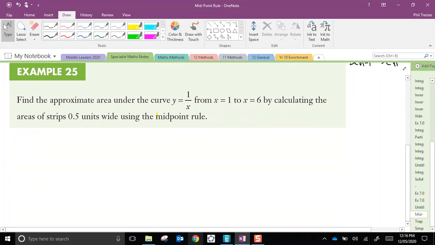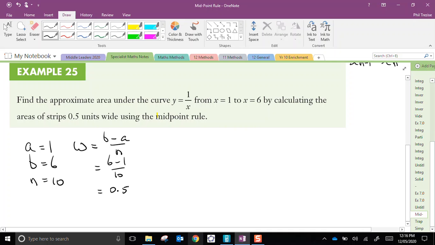So there's the example that we just talked about. Now, what would we normally do? Well, we would do like I've just said up there in the diagram. We would talk about the fact that we were given A equals 1, B equals 6, and N equals 10. We would calculate the width of each of our strips as B take A over N, 6 take 1 over 10. I'm being a bit repetitive. We did this already, didn't we?